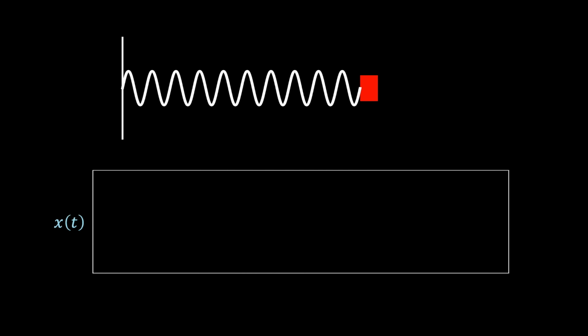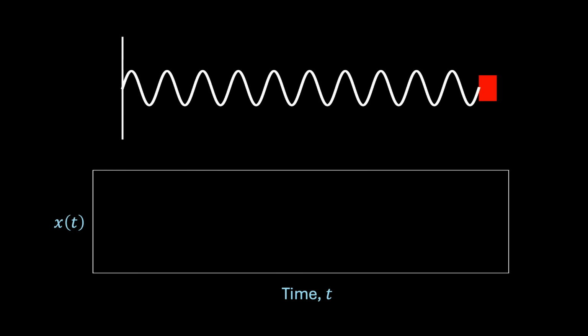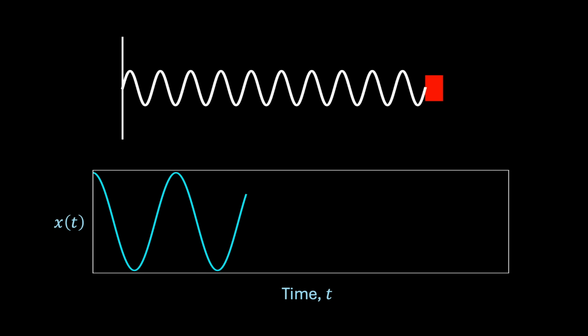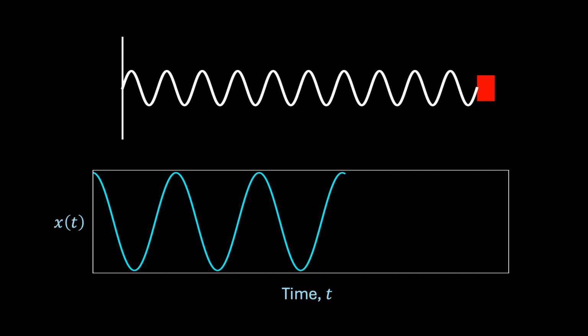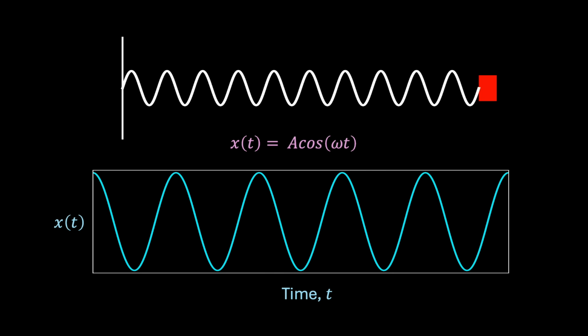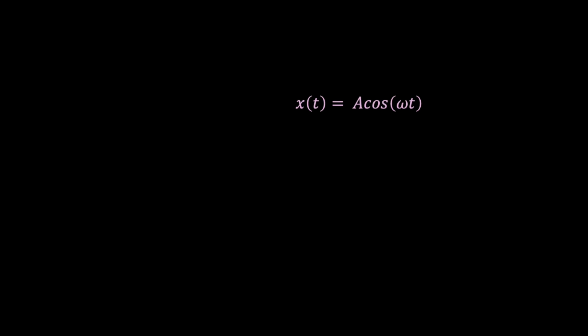To answer that question, we can plot a graph with displacement on the y-axis and time on the x-axis, and if we then allow the mass to oscillate, we see that the displacement follows a characteristic periodic curve, which you hopefully recognise as a cosine function. More specifically, we can write the displacement as x(t) = A cos ωt, where A is the amplitude or maximum displacement of the spring, and ω is known as the angular frequency, which we can relate to the time period and oscillation frequency in the usual way.